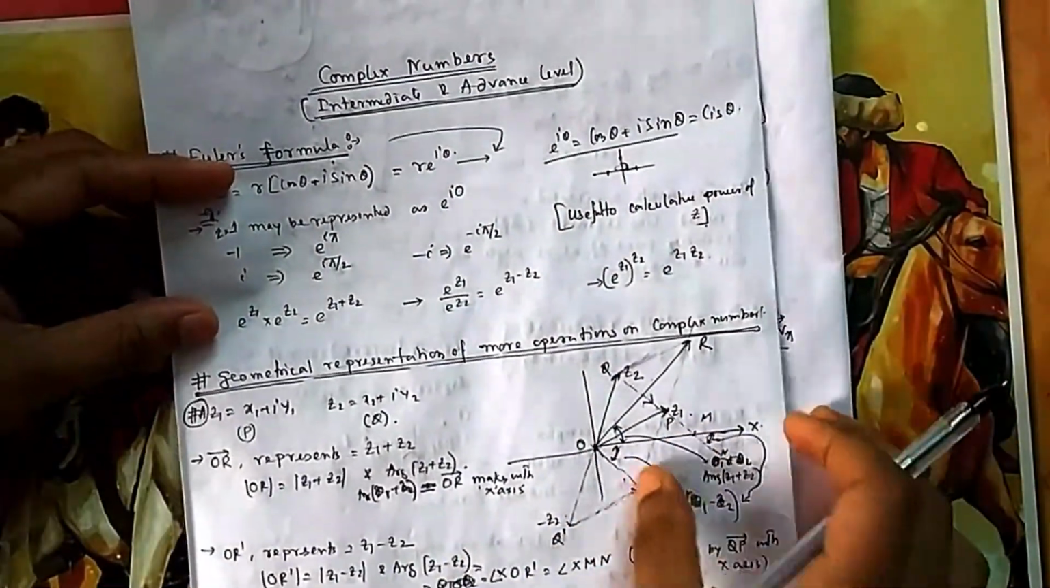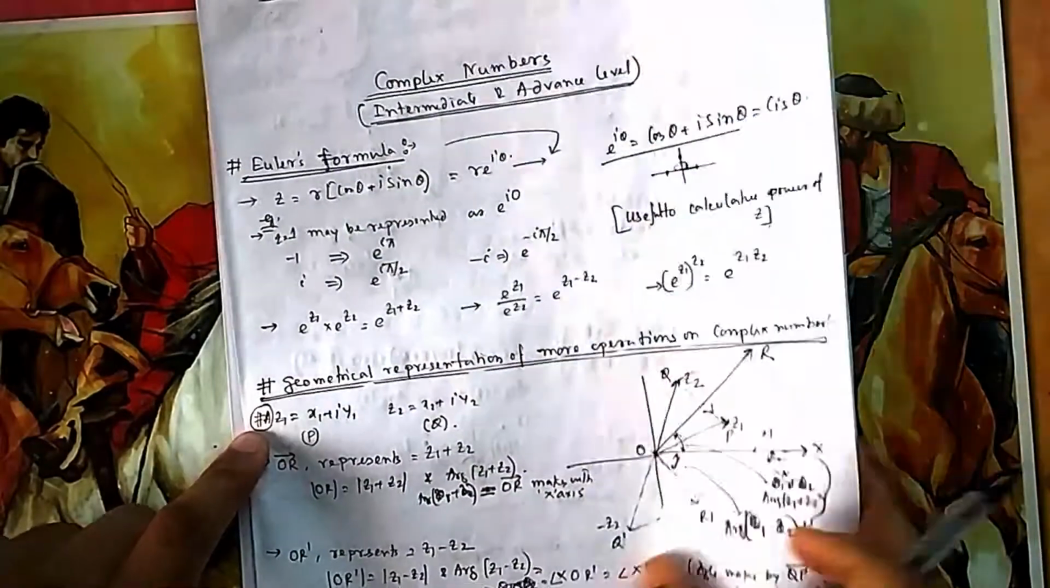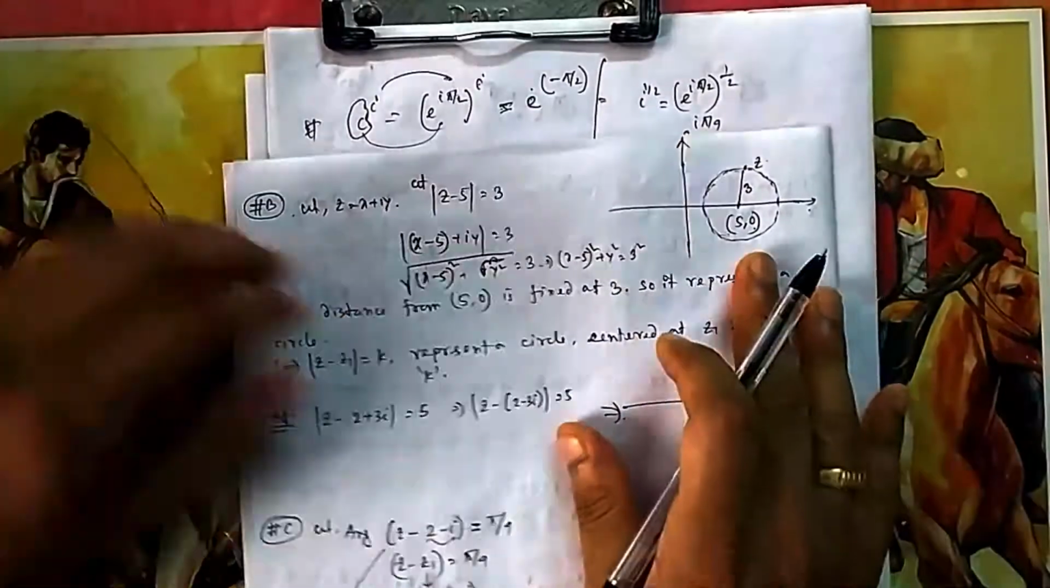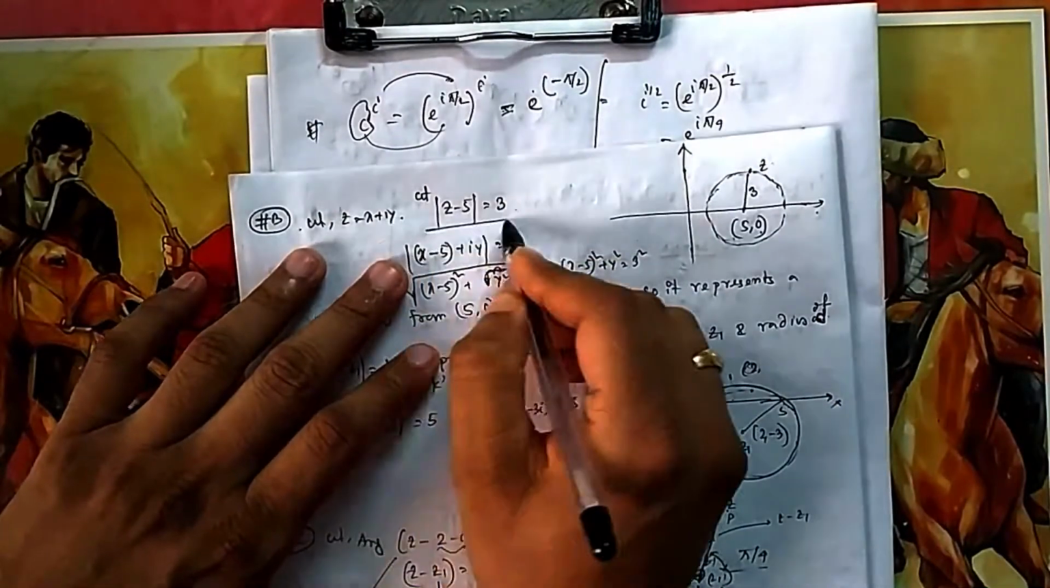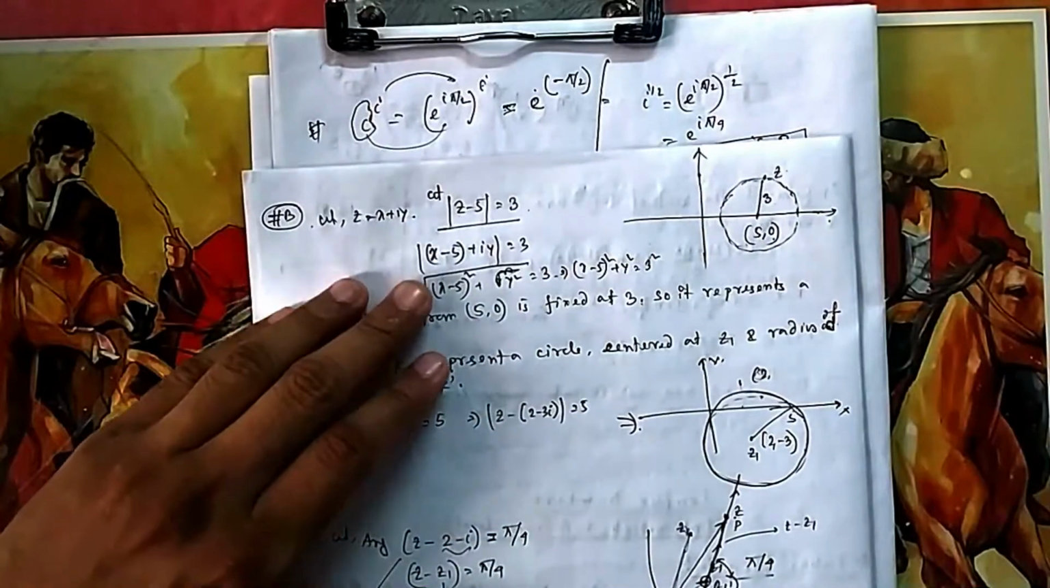Okay, so once it is clear, now I have marked different cases. So it was case A. Suppose this is a case, one example I have given. What does this represent? Mod z minus 5 is equal to 3. So here you will understand the mod very clearly.